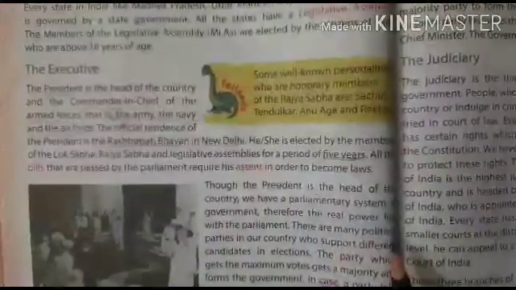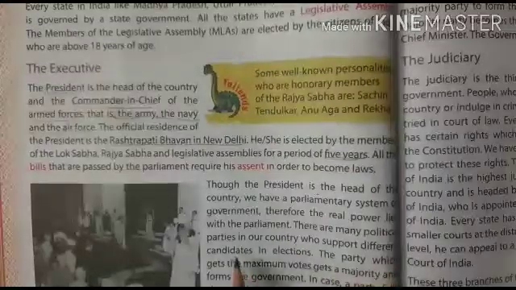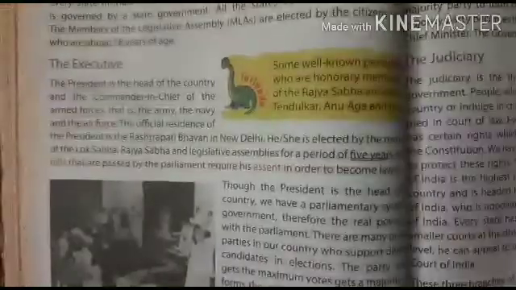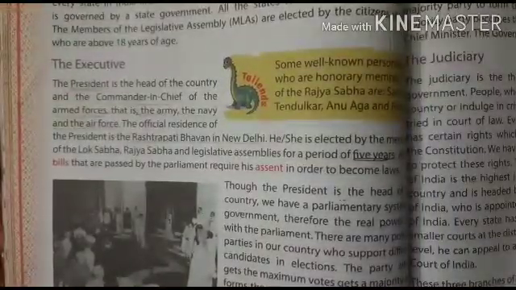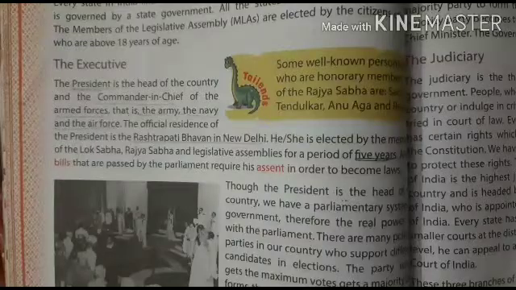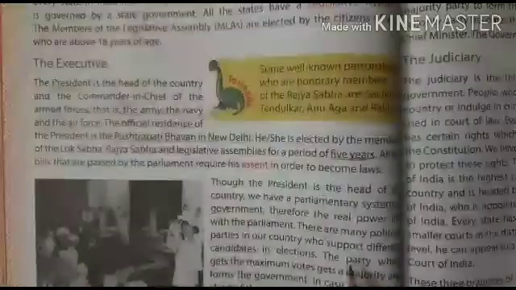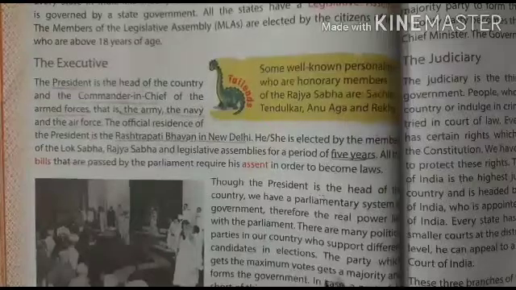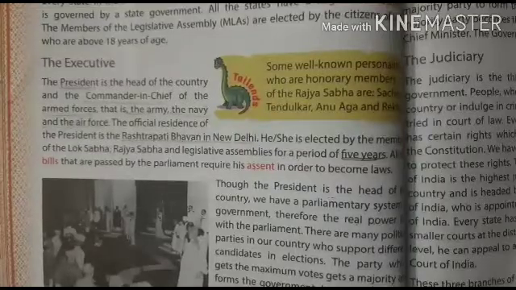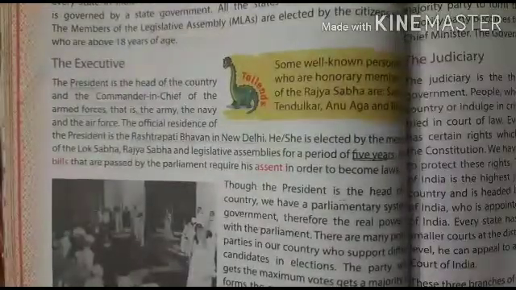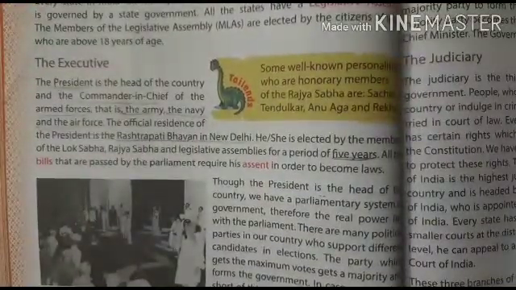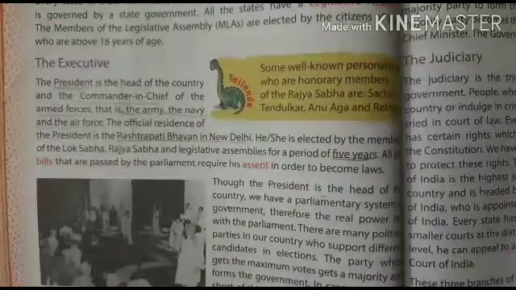There are many political parties in our country who support different candidates in elections. Political parties are there and different candidates are there. Everyone has their own choice of candidates to support. The party which gets the maximum votes gets a majority and forms the government. Whichever party gets the number of votes can form the government. In case a party falls short of this majority, it can join hands with other parties and form the government.